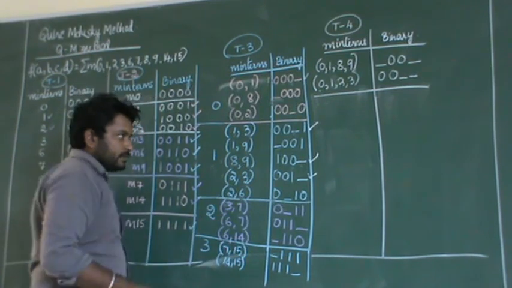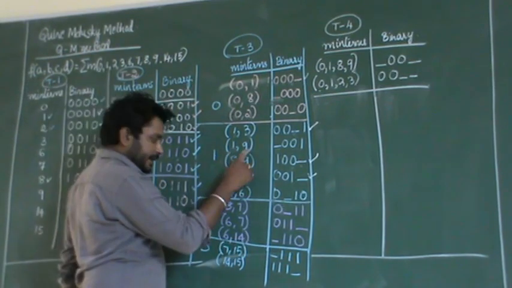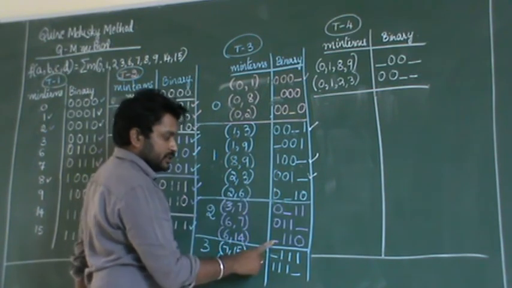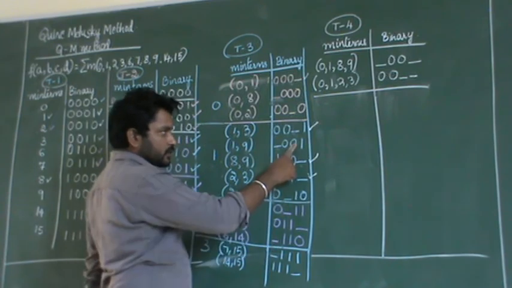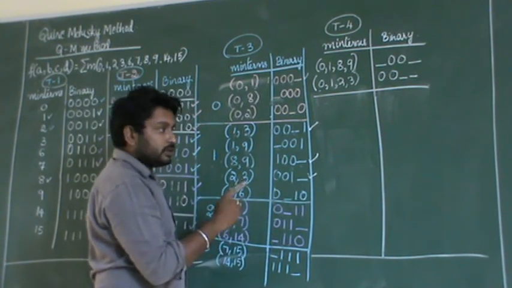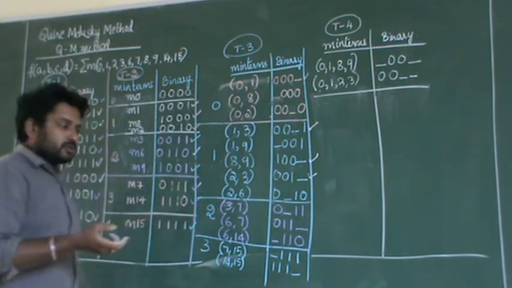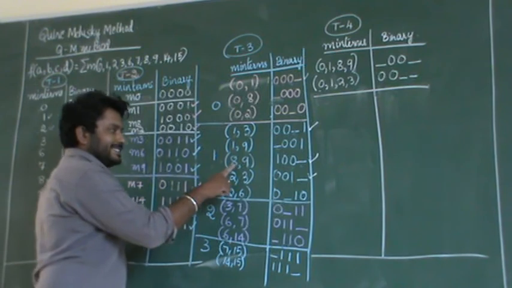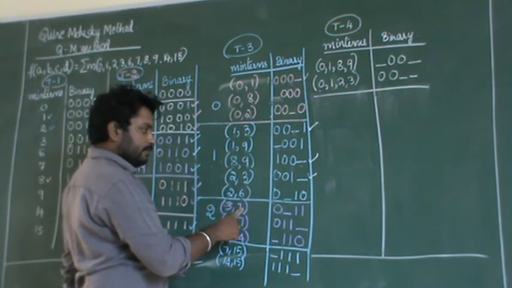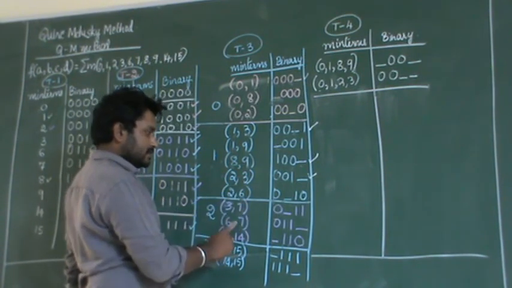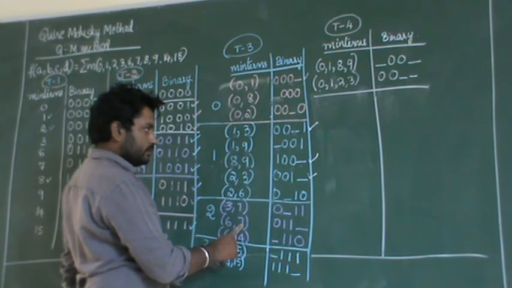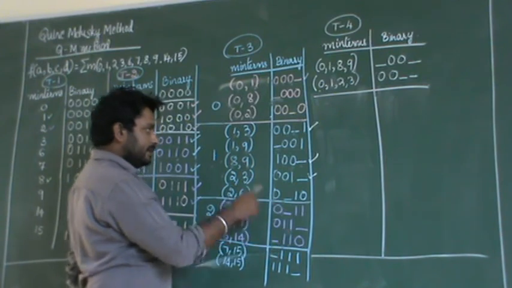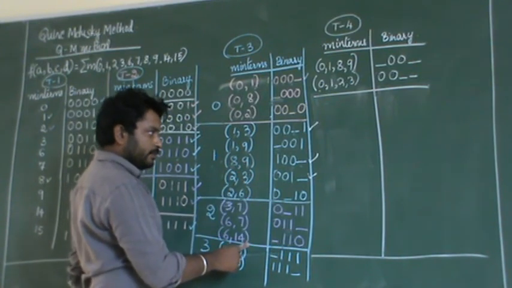Here is a very important thing. 1, 9 with 6, 14: even though the dash is in the same position, 0 is getting changed to 1 and 0 is getting changed to 1. So if there is a 2-bit change in position, I cannot consider this 1, 9 and 6, 14. Next, 8, 9 with 3, 7, is it possible? No. 8, 9 with 6, 7, no. Here 2 bits are getting changed, so I cannot go for it. Next, 8, 9 with 6, 14, no.